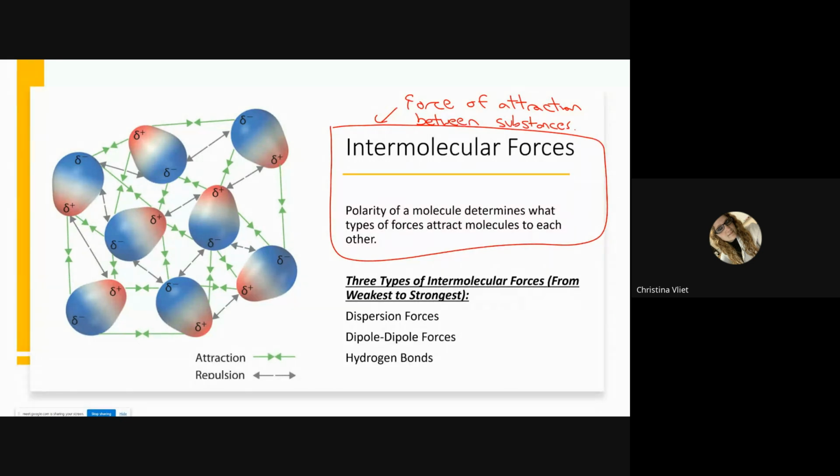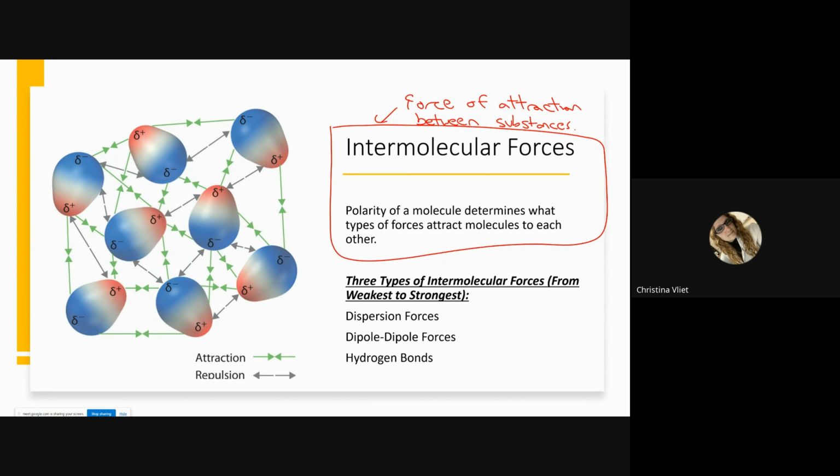When we're talking about intermolecular forces, we're now expanding past one molecule. We're now looking at how molecules interact with each other. That's why I said this is the beginning of the topic of mixtures, because we're going to be mixing things together and making solutions. We're going to be looking at different types of mixtures as we go through this unit. The first thing we have to understand is how substances are attracted to each other, and the force of attraction is called the intermolecular force.